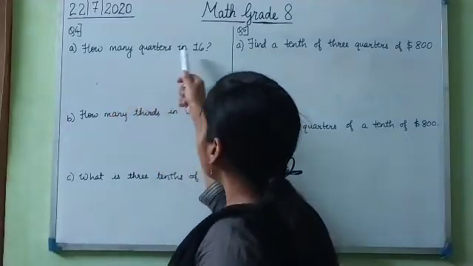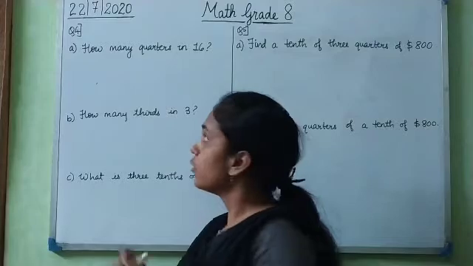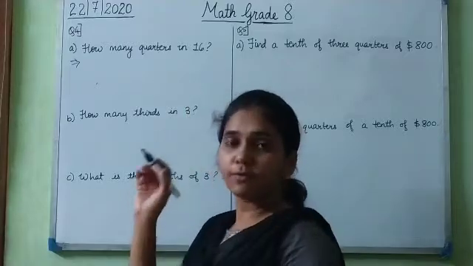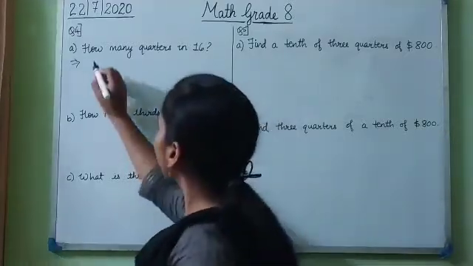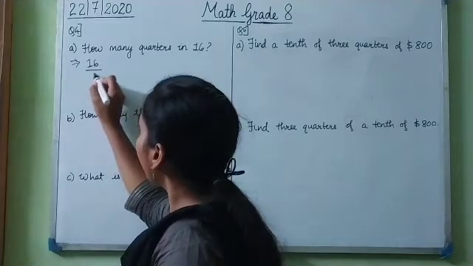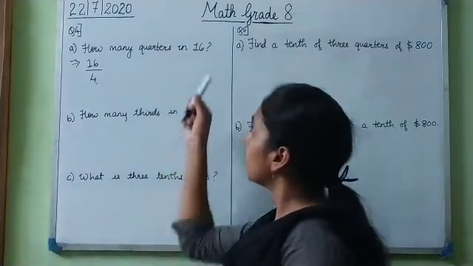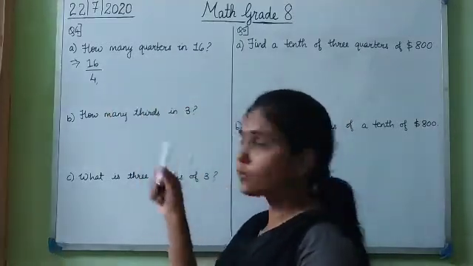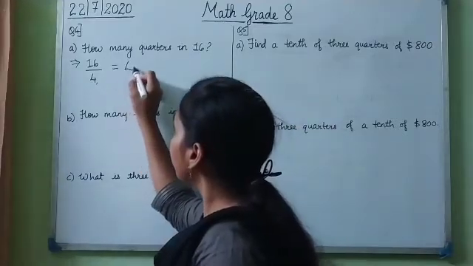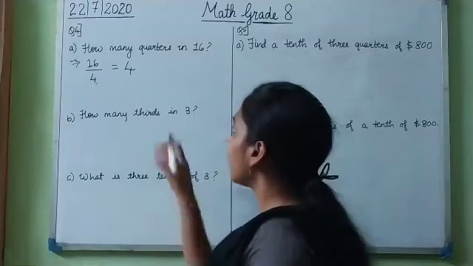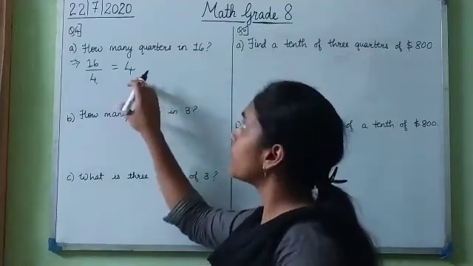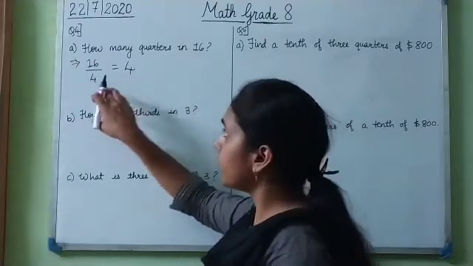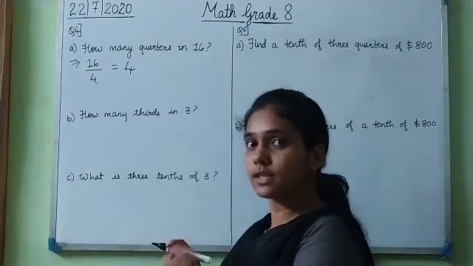So how many quarters in 16? So in 16, how many quarters are there? What we have to do here is divide 16 by 4. Okay. So how many quarters are there in 16? There are 16 by 4 quarters in 16. So 16 by 4 is how much? 16 by 4 is 4. There are 4 quarters in 16. So 4 multiplied by 4 gives us 16. This 4 is the answer, and quarter means 4. So this 4 into this 4 gives me 16. So there are 4 quarters in 16.